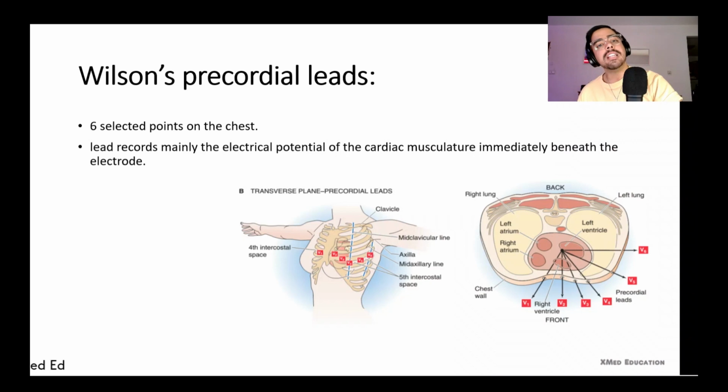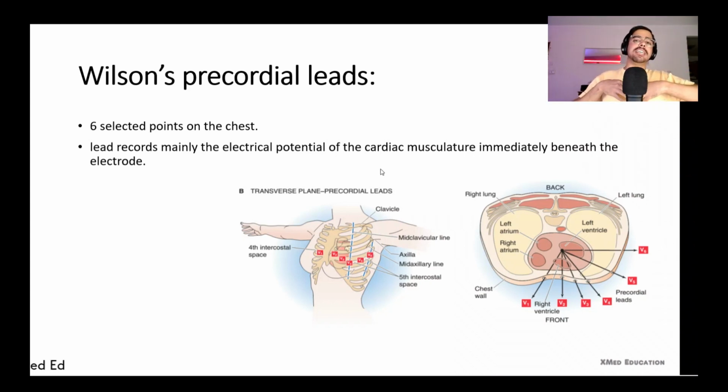Let's go. Wilson's precordial leads. This is how we're going to have another view in a transverse plane. In the transverse plane, we need another view to see each different part of the heart, and they are very close to the chest, so they can give great information. In a normal ECG, when we want to take an ECG of a normal person, just a normal ECG, I am going to explain what an abnormal ECG is later. They check 6 leads, and they put them on the chest.